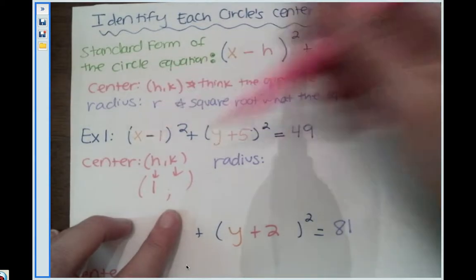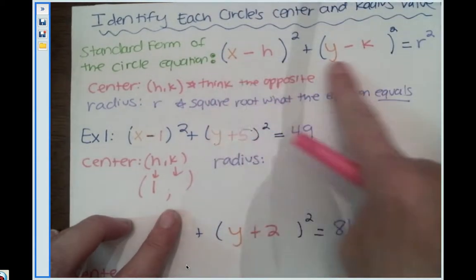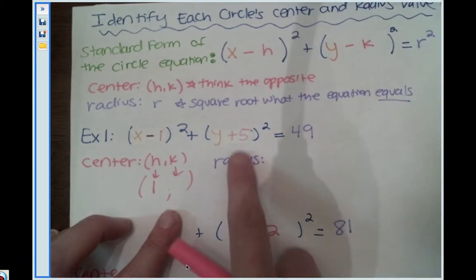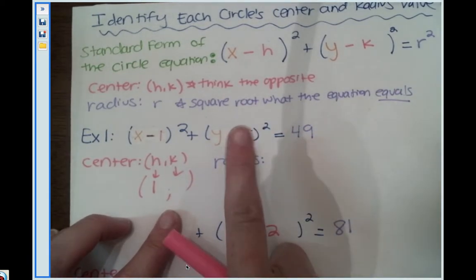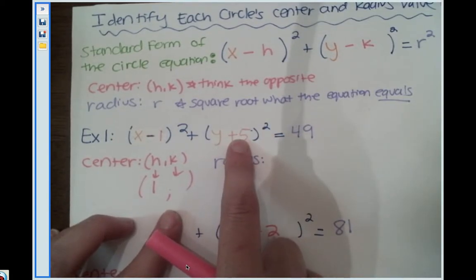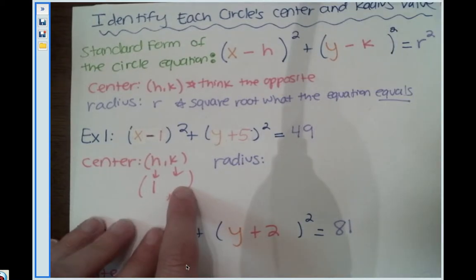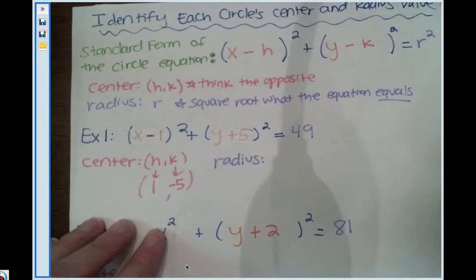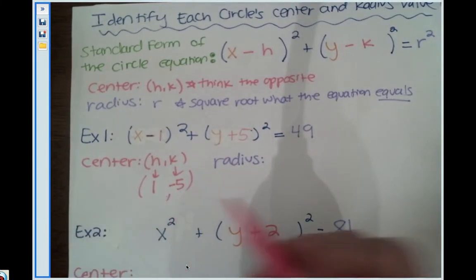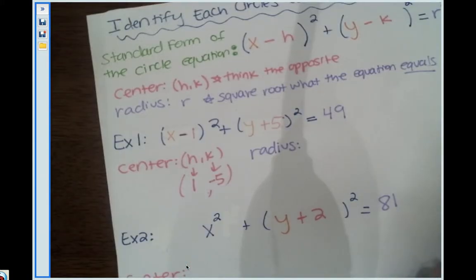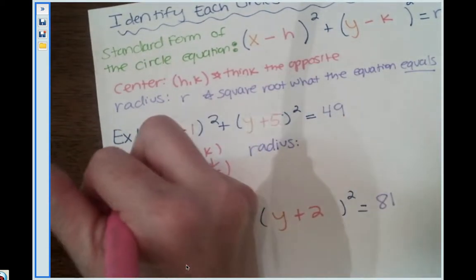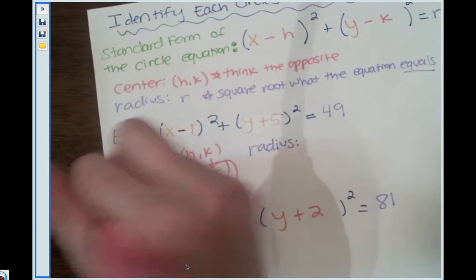Okay, and then which value is the k value? Which one of these is my k? Look closely. It is the 5. But remember, we must think the opposite. So if that is a positive 5, what will my k value be in my point? It will be a negative 5. You guys are on a roll today. Okay, so my center point is simply (1, negative 5). And guess what? That's it for the center. So the center is (1, negative 5). I'm going to box that in now.